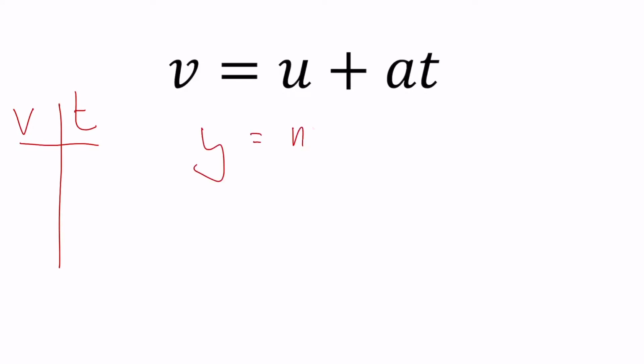y equals mx plus c. Well, v should be our y, x is going to be our t. Don't forget, these values are always going to be the y and the x, or some variation of that. We might have to square something occasionally. m is going to equal a and c is going to be u. So I've rearranged the equation in the form y equals mx plus c, and we can map that.